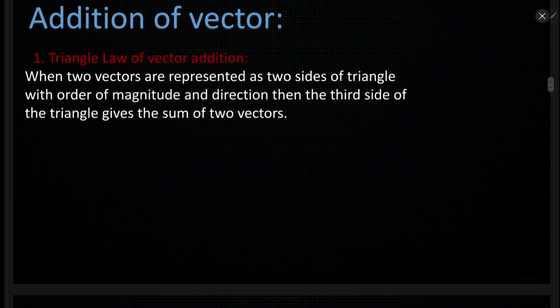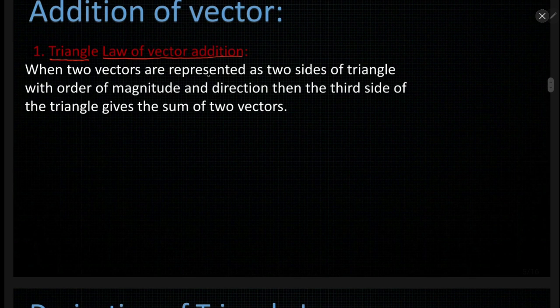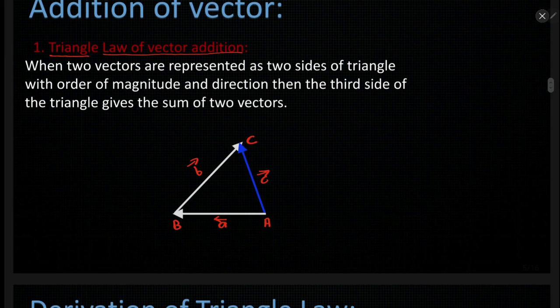Addition of vectors. The first law is triangle law of vector addition, which states: when two vectors are represented as two sides of a triangle with order of magnitude and direction, then the third side of the triangle gives the sum of the two vectors. So let's try to understand the triangle law of addition from this diagram.